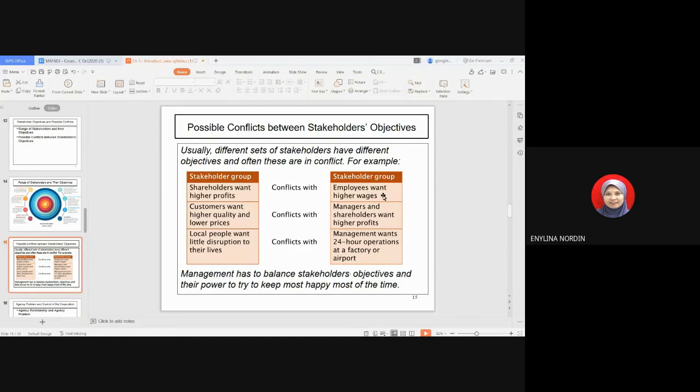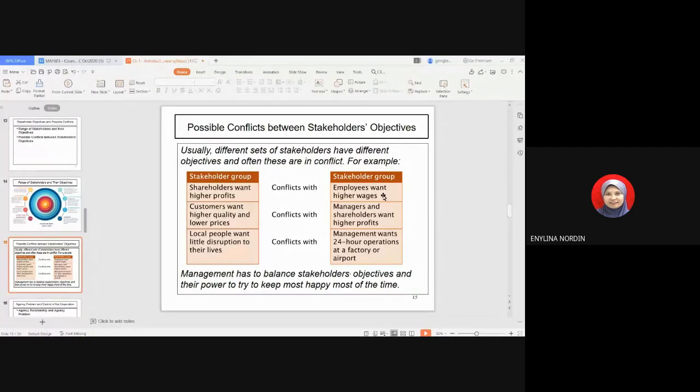Okay, if local people, meaning that the society, want little disruption to their life. Meaning they don't want pollution. They want to make sure that they can live around the area peacefully, right? But in conflict with which stakeholders? The management or the company itself, where the company's management wants the factory to be operated 24 hours.